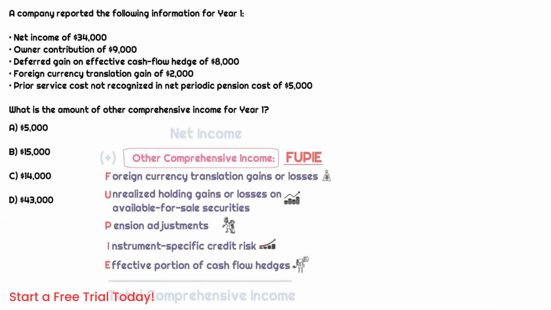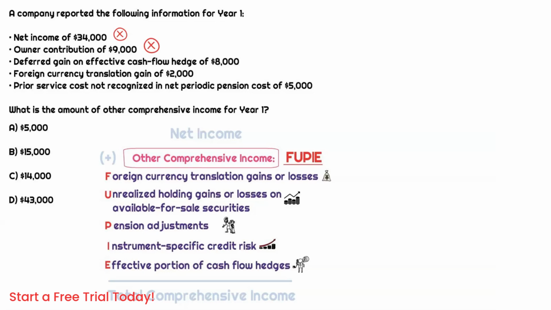All right, so keep in mind, they're asking for the amount of other comprehensive income in year one, not total comprehensive income. If they were asking for total comprehensive income, this net income amount would be included in the calculation, right? Because total comprehensive income is the sum of net income and other comprehensive income, but they're just asking for the other comprehensive portion of this calculation. All right, so owner contribution of $9,000 is not going to be included because this is not one of the 5 elements of our FOOPB mnemonic. So this is going to be left out.